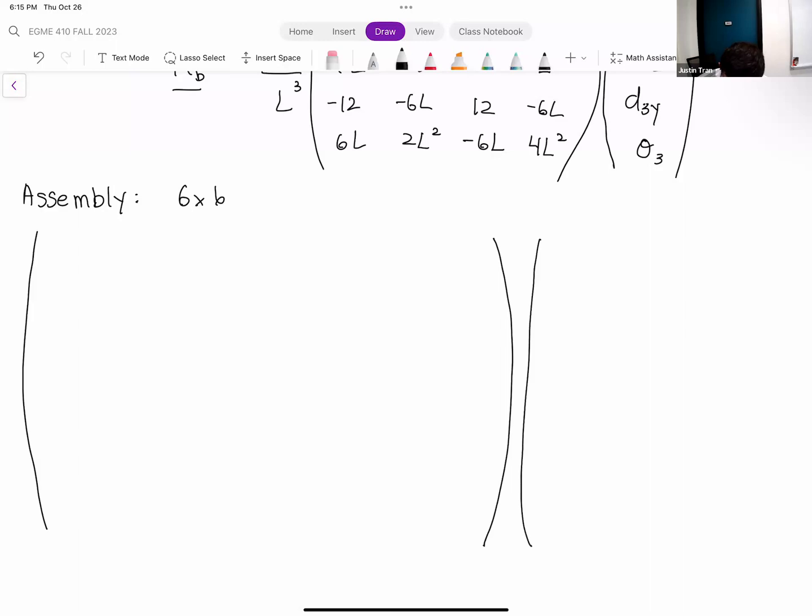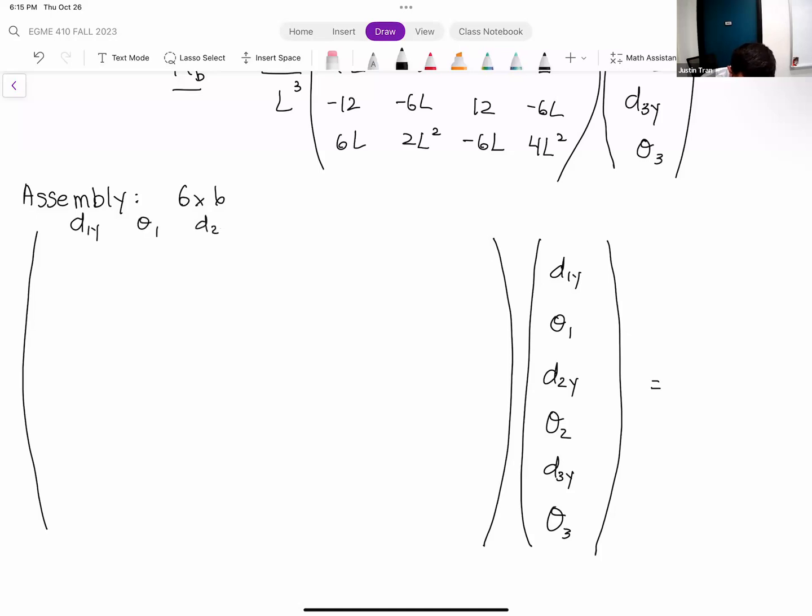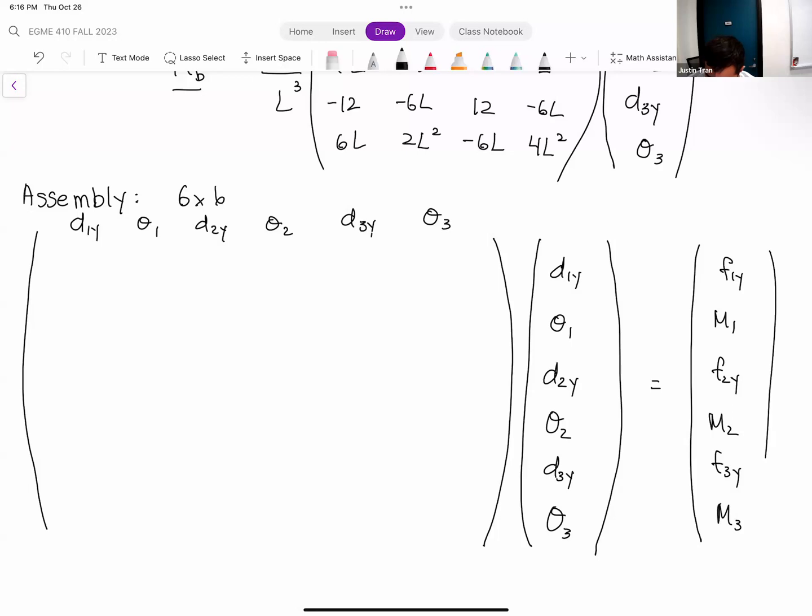Make sure I leave myself enough space. So you have a D1Y, theta 1, D2Y, theta 2, D3Y, theta 3. Let me go ahead and write in the columns here. So we have D1Y, theta 1, D2Y, theta 2, D3Y, theta 3. And then on the right-hand side, we're going to write in all of the nodal forces. And so we have an F1y, M1, F2y, M2, F3y, M3.